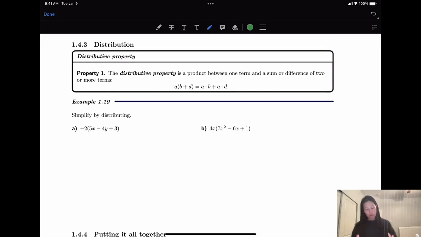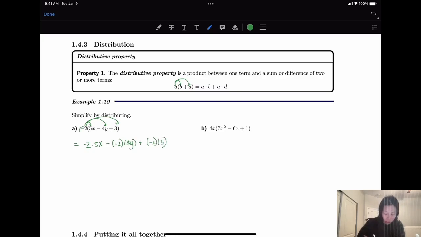Okay, so distribution. The distribution property is the product between one term and the sum or difference of other terms. Basically you try to get rid of the parentheses, and you distribute a inside the parentheses so that it equals a times b plus a times d. So in here I distribute the negative 2 inside the parentheses. I have negative 2 times 5x, minus negative 2 times 4y, plus negative 2 times 3. Don't forget the negative sign when you distribute.